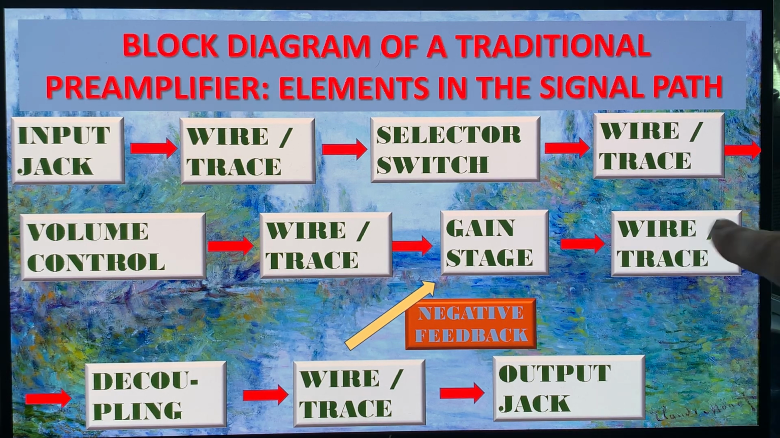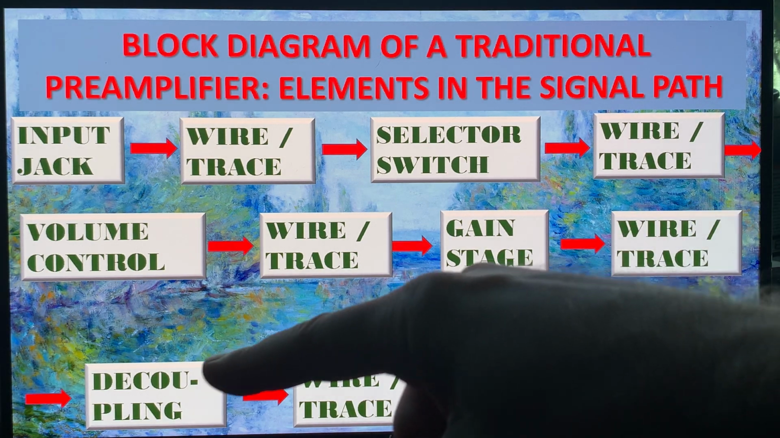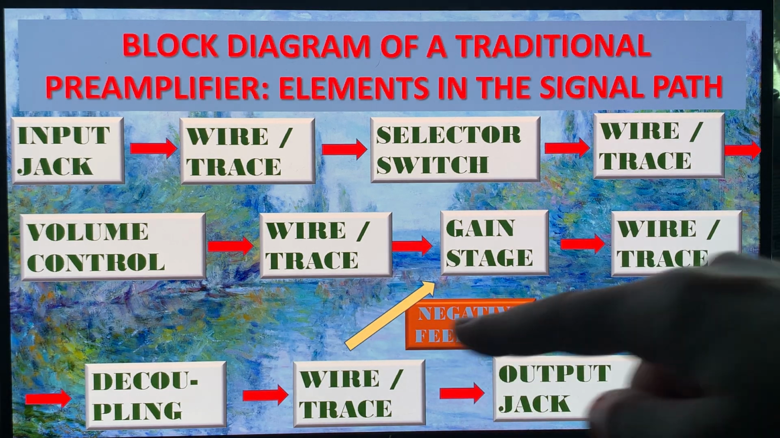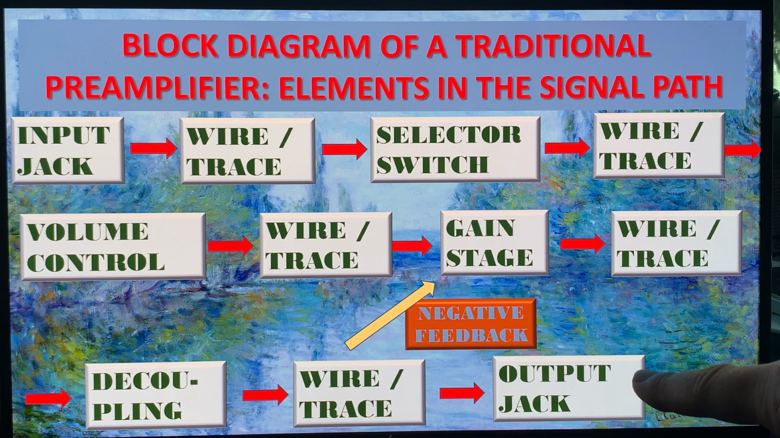So after the gain stage, we have another wire or trace, and then a decoupling mechanism that removes the DC bias from the signal, the DC component from the signal, and then in most cases that's the capacitor, that's the output capacitor, and then there's another wire or trace that connects to the output jack. And now here's your signal going to your amplifier.